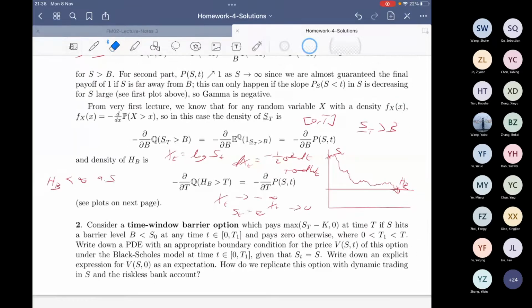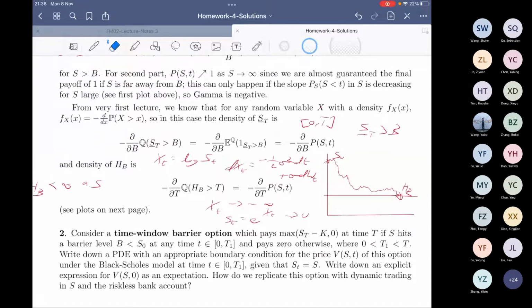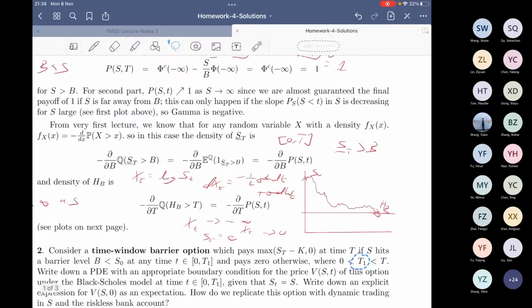But anyway, we have another question now, which is a bit different, where we look at a time window barrier option, which pays the usual European call option payoff at the final time T if S hits a barrier level B, less than the initial stock price, at any time in this different time period 0 to T1, where T1 is less than T. It's a usual European option, but you only get the payoff if S, in addition, hits a barrier level which is less than the initial stock price over some time interval which is less than the total time interval, which is earmarked by the fact that T1 is less than T.